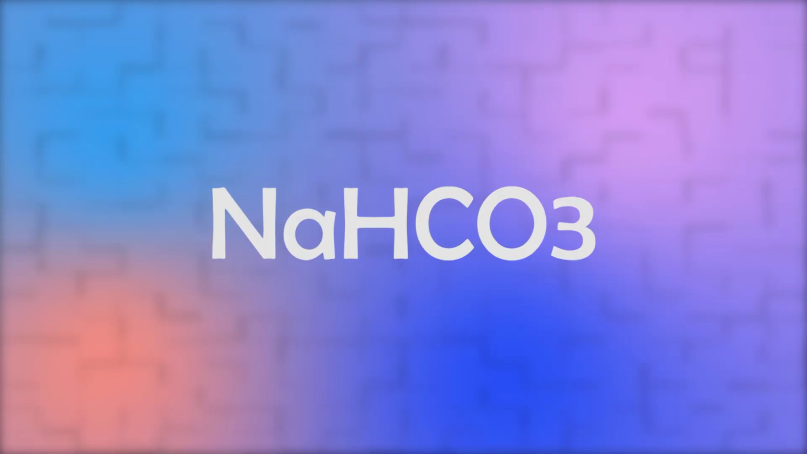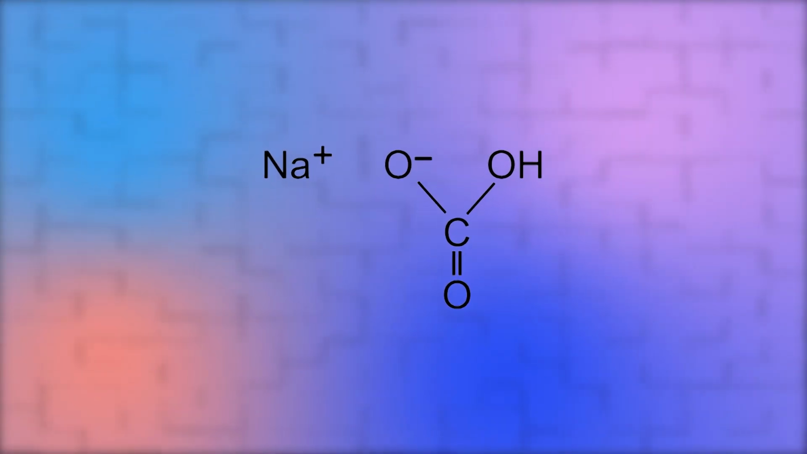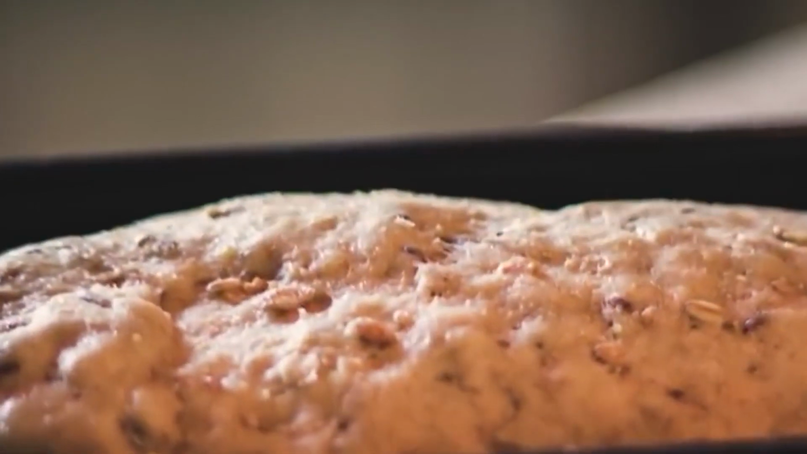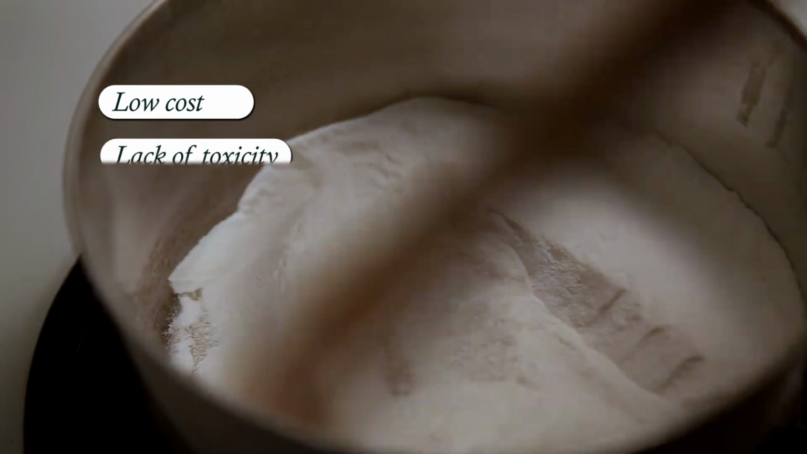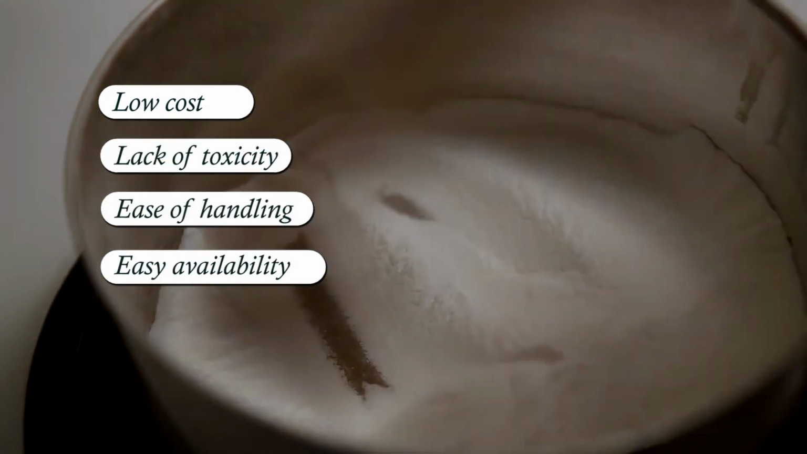Baking soda. Sodium bicarbonate has a chemical formula of NaHCO3. It is also known as the bicarbonate of soda. During the baking process, it liberates carbon dioxide, a leavening gas. Baking soda also liberates carbon dioxide gas when it is mixed with acidic substances like sour milk, buttermilk, or vinegar. Sodium bicarbonate is popular because of its low cost, lack of toxicity, ease of handling and easy availability.